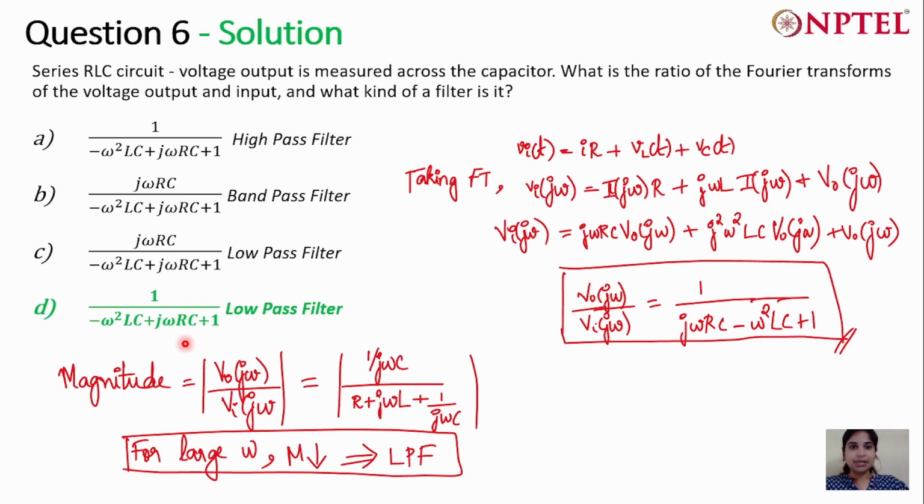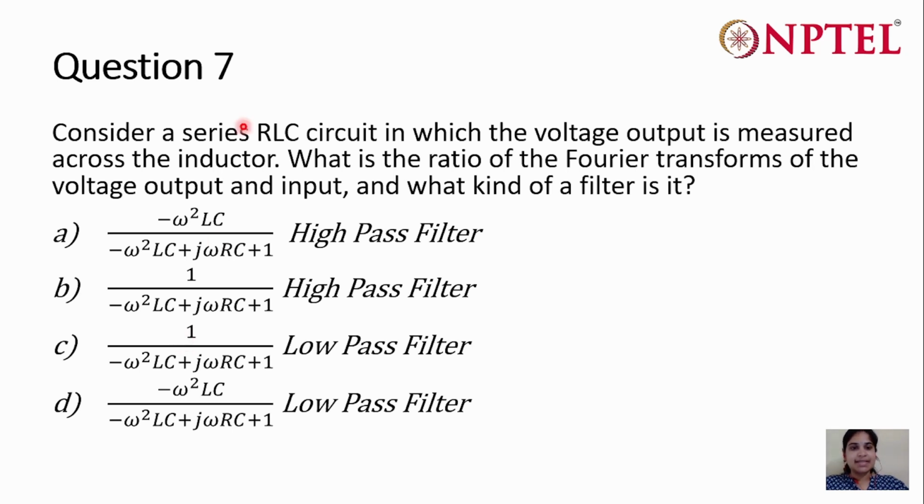Now let us see a similar example. It is the same series RLC circuit, but the voltage is measured across the inductor. What is the ratio of Fourier transforms of voltage output and input, and what kind of filter is it? So you try to draw a series RLC circuit and keep V naught as the voltage across the inductor now. And can you tell what kind of filter it is?